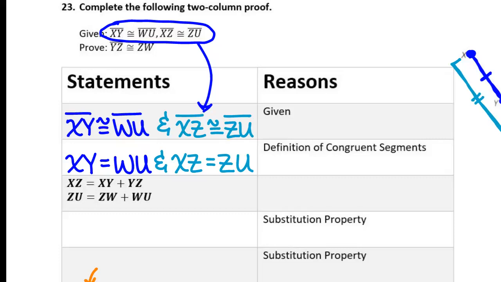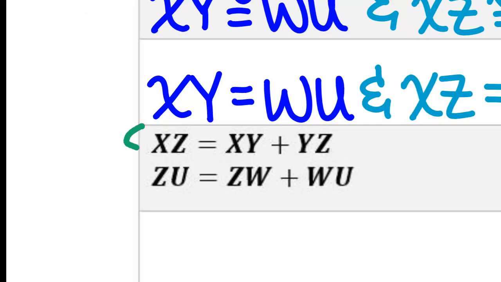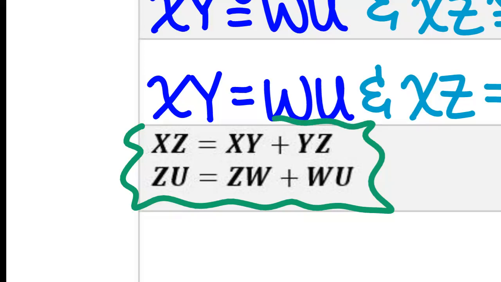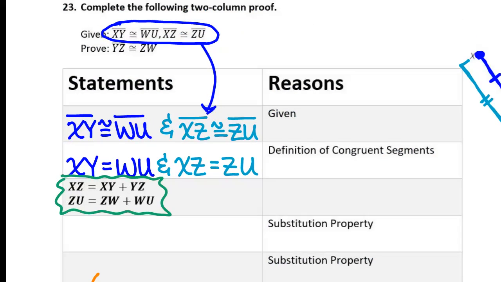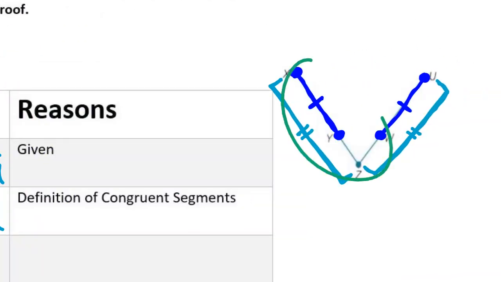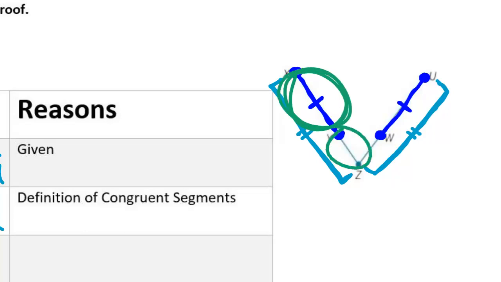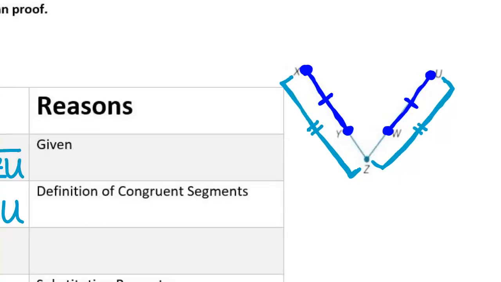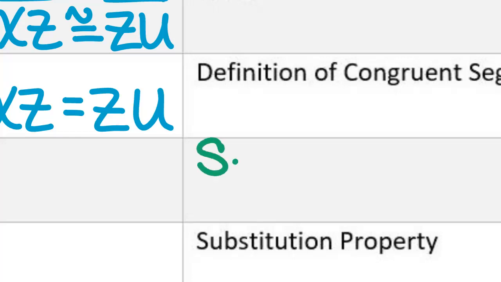So far, so good? This third statement, technically speaking, I don't need any of the stuff above it to make this statement here. That is the segment addition postulate. We're saying that segment XZ, this segment right here, is made up of the measurements of XY put together with the measurement of YZ. Segment addition postulate.